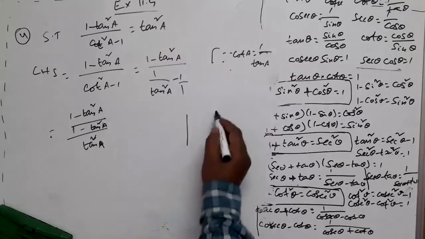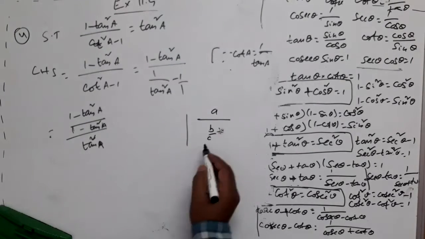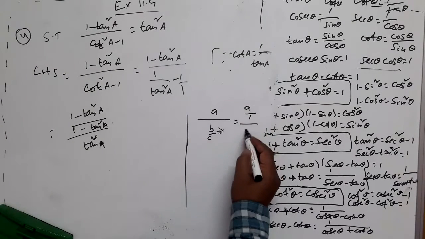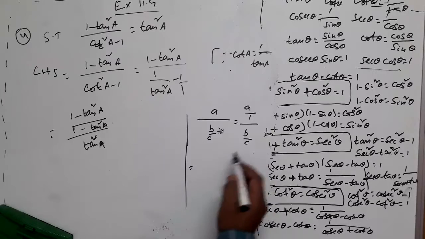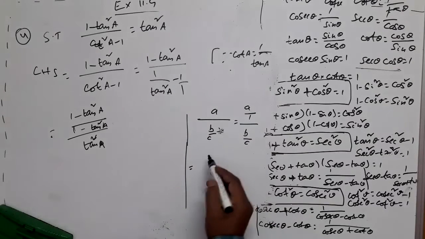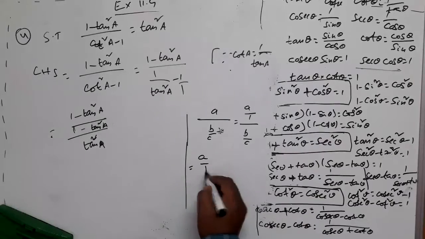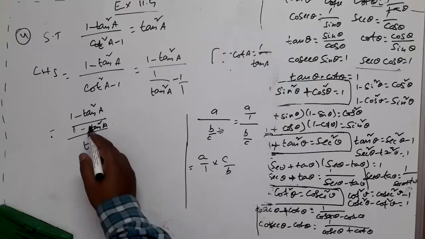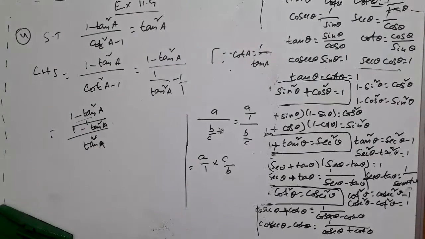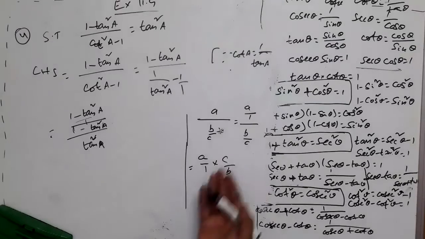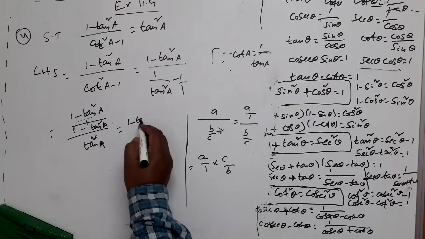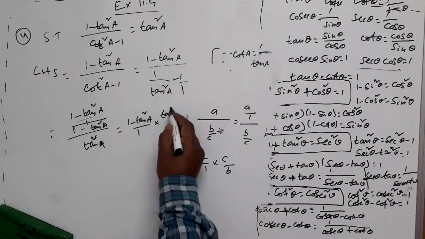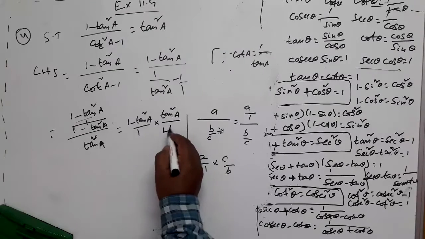Now this is of the form A by B by C. How shall we proceed? You can see it as A by 1 by B by C. If you have A by B whole by C by D, that can be written as A by B into D by C. In the same way, A by 1 multiplied by C by B. Now this is 1 minus tan square A by 1 by the same form, right? So what can you write? 1 minus tan square A by 1 multiplied by tan square A by 1 minus tan square A.